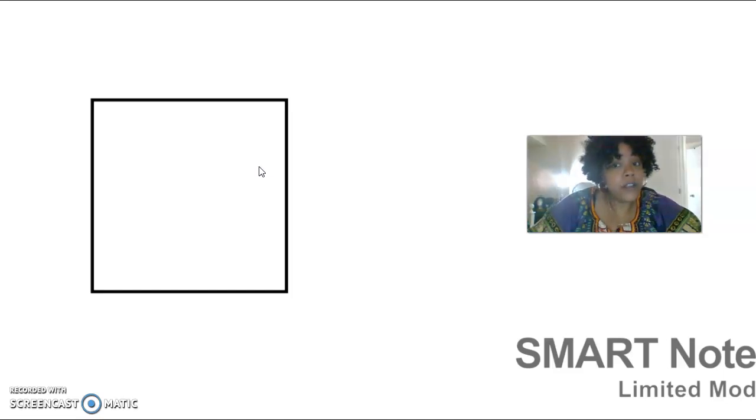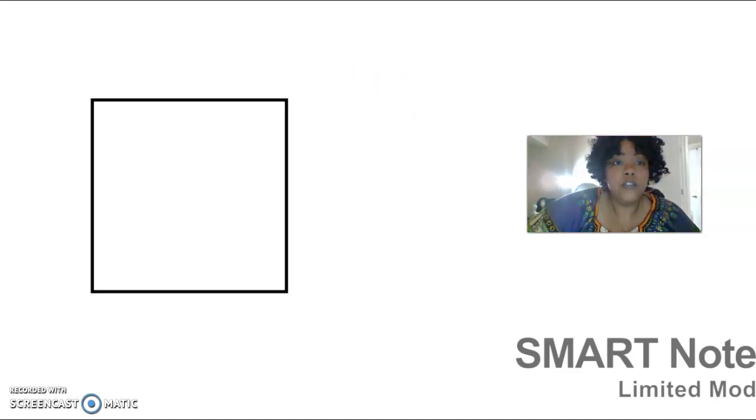So every square is a rectangle, but every rectangle is not a square because in order to be a square, it has to have four equal sides. Let's count them real quick. One, two, three, four. Okay, so just a little tidbit from me. All right, so we are going to partition this square into two halves, two equal halves.